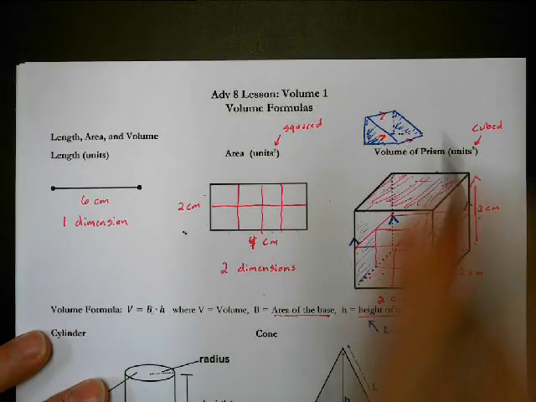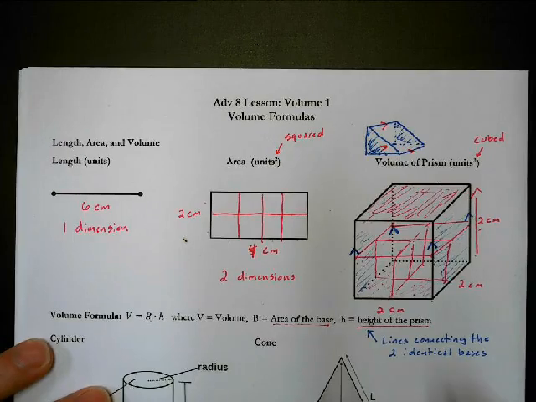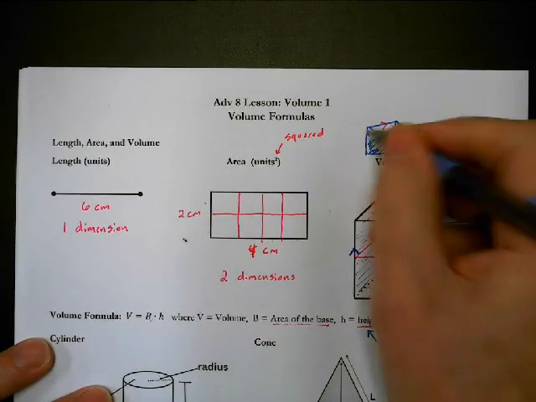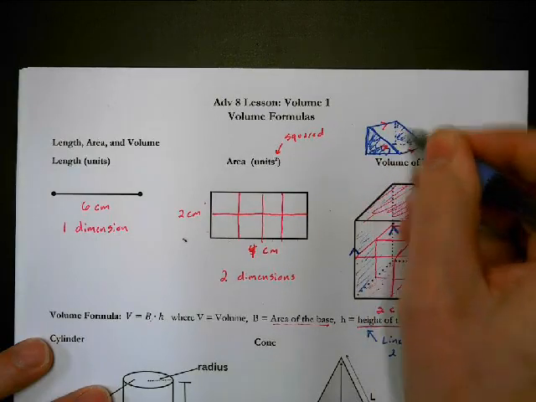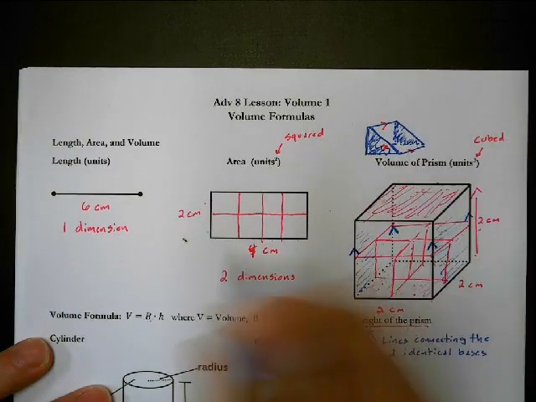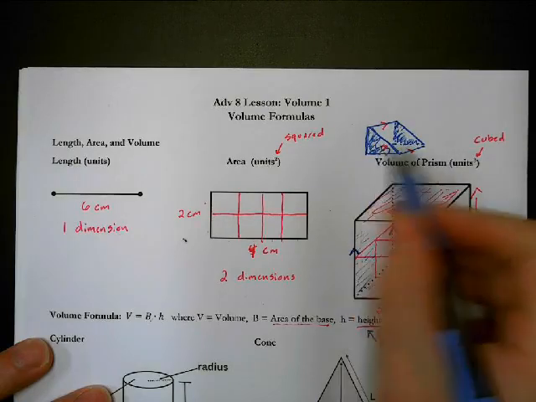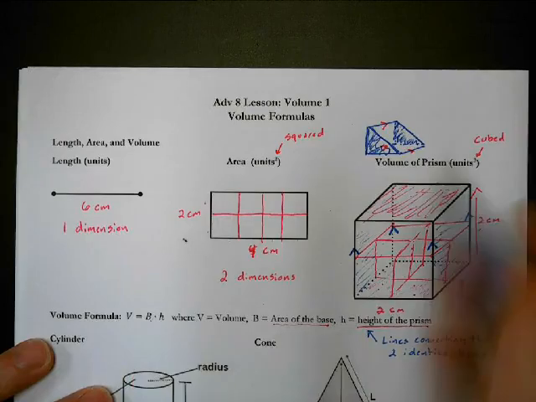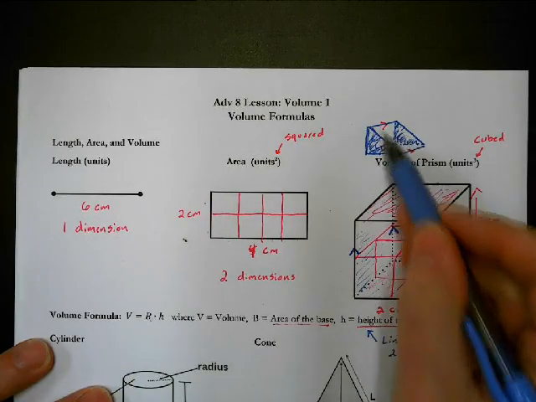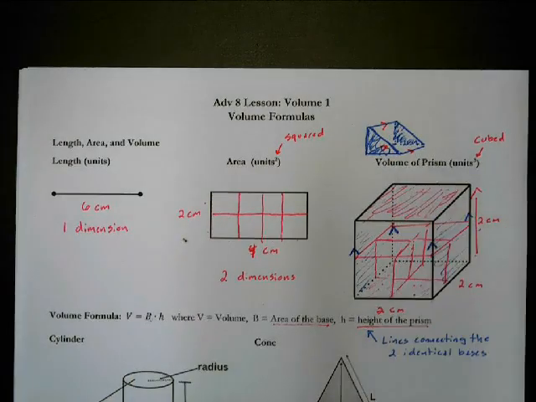Okay, so there's my triangular prism. I've got a triangle in the front here, I've got a triangle in the back there, and then I've got these three parallel lines connecting those two. So we would still use the base area times the height. The height would just be these three lines. And then since it's a triangle, the area would be 1/2 base times height.